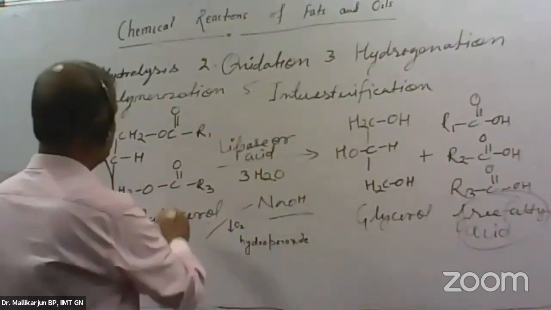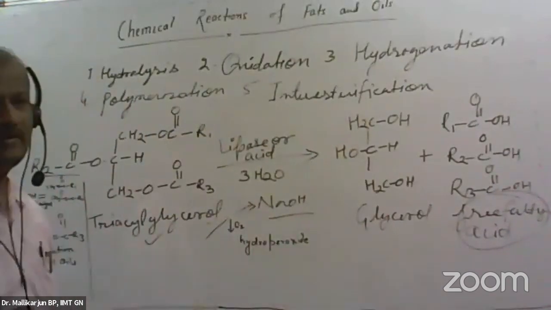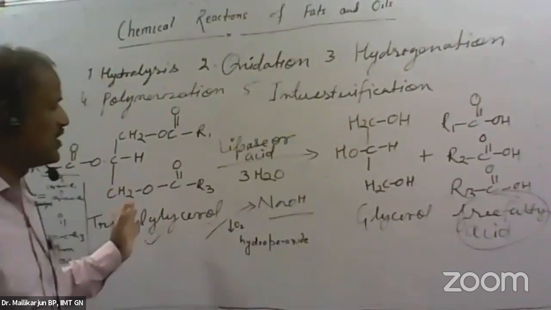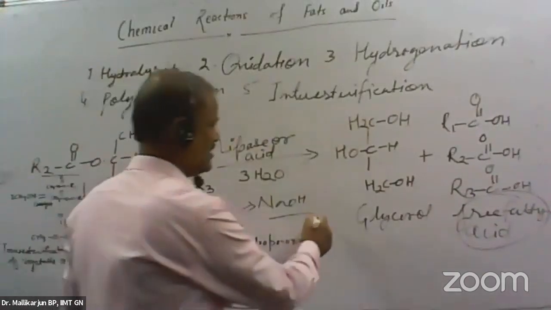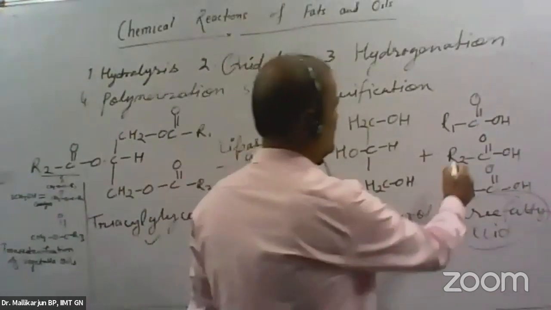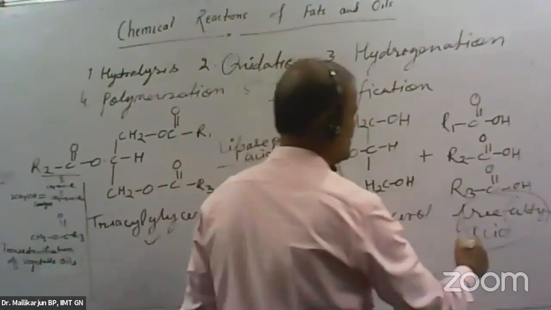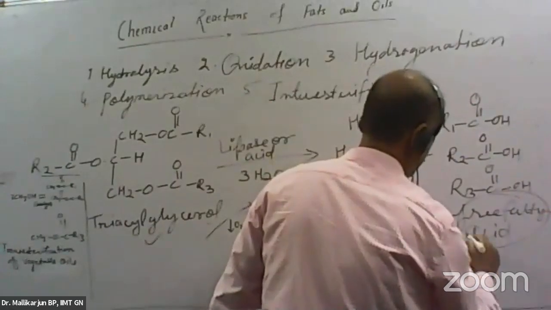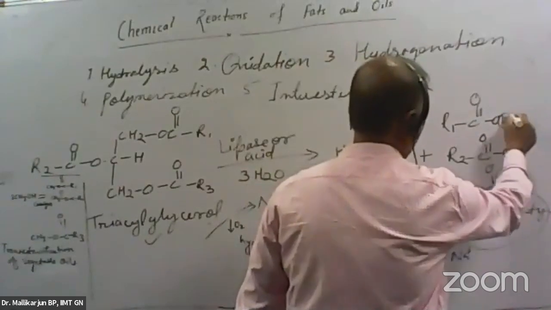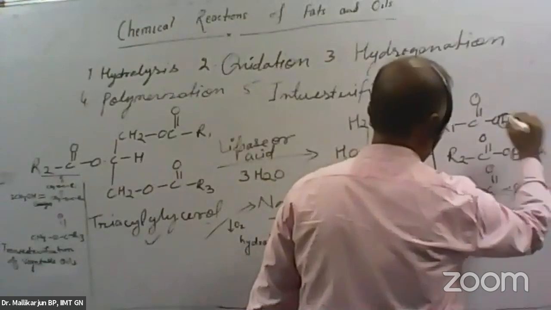The next one is the same hydrolysis done in the presence of an alkali, that is sodium hydroxide. If you use alkali, then what do we get? Here we get the same glycerol, but do we get free fatty acid? No, we get the sodium salts of fatty acids. We get not fatty acids, but the sodium salts of fatty acids.